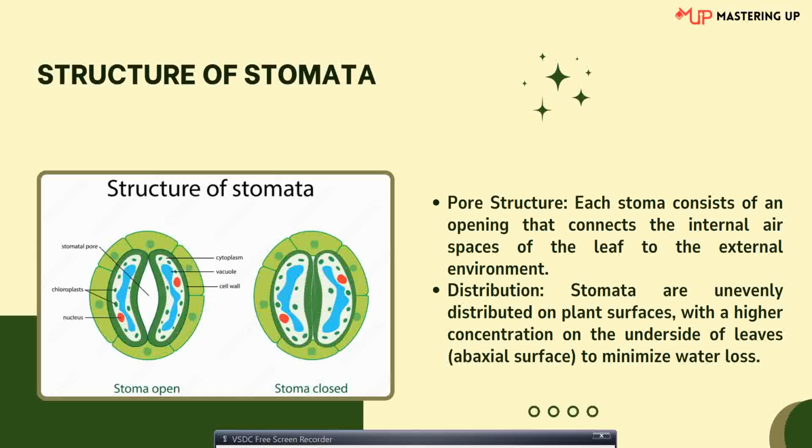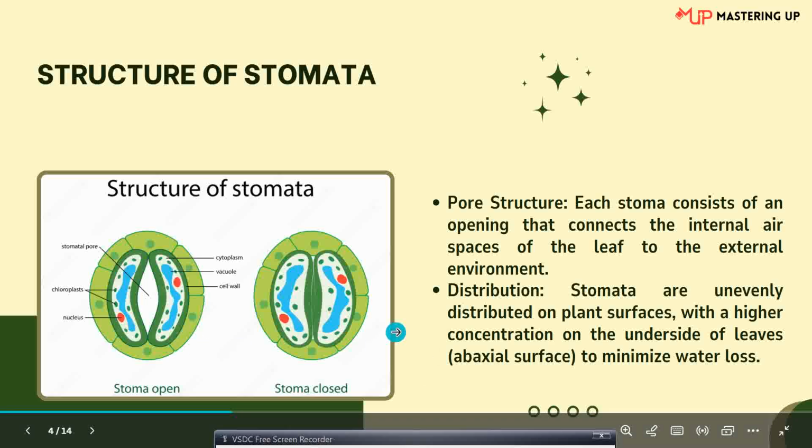The abaxial surface has a higher concentration of stomata to minimize the water loss. That also we have discussed in the previous class, how stomata are present more on the abaxial surface of the leaf. Here you can see the structure of the stomata. This is a stomatal pore. Here, due to the structure of this guard cell, the pore is closed, so there won't be any exchange of gases or water from the surface of the leaf. Here gas exchange will occur. Guard cells are living cells. They have cytoplasm, chloroplast, nucleus and vacuoles. So this is the open stomata and this one is the closed stomata.